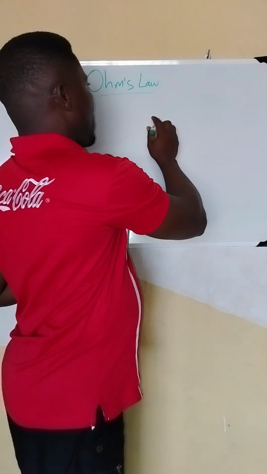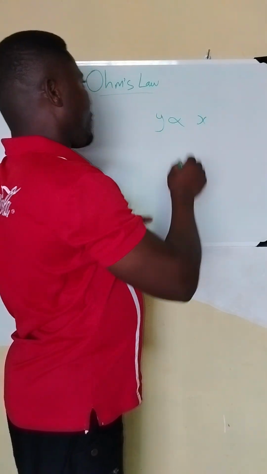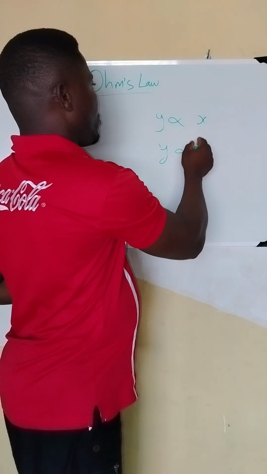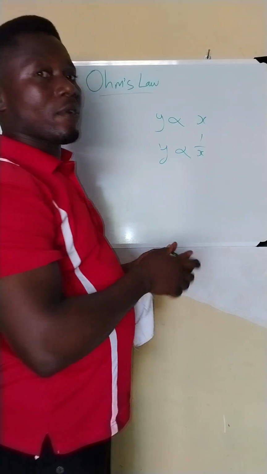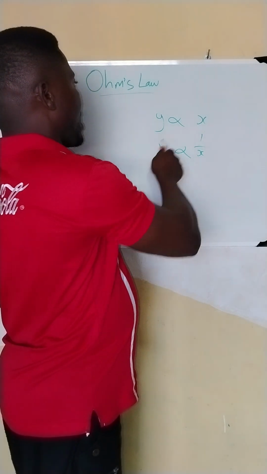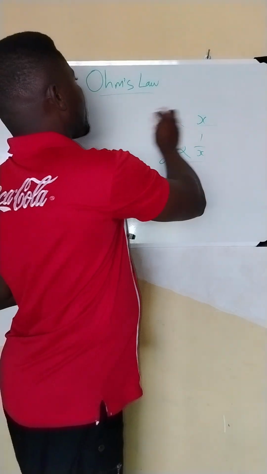When they talk of Y, maybe Y varies directly as X, it means that Y is equal to X, but if Y varies inversely as X, you have that Y would be 1 all over X. I believe you must have done that, in case you did not know, so know it from now. This one is direct proportion and this one is inverse proportion.